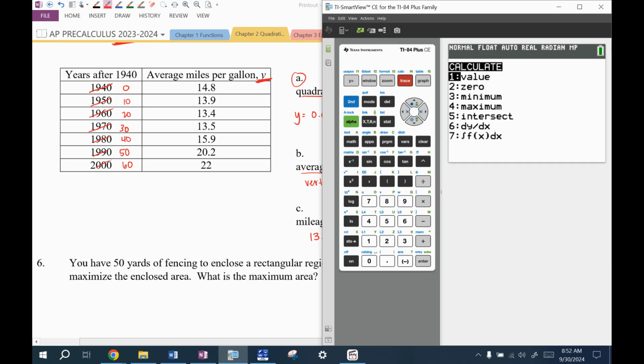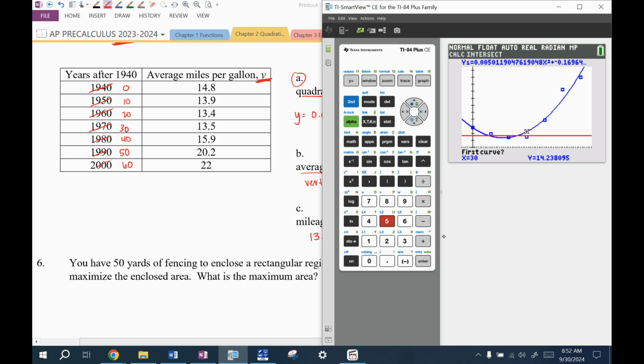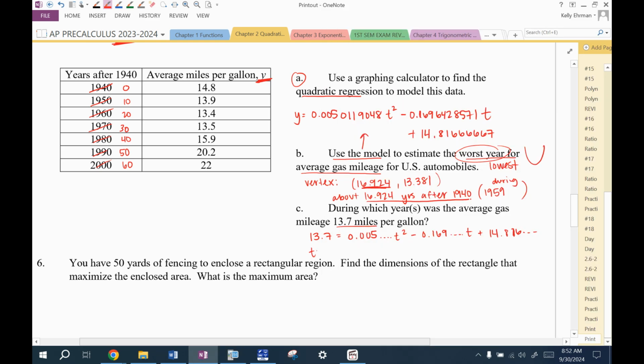So go to second trace, intersect. I want to find the one on the left first, so I need to move my cursor over here. The cursor will find whatever point it's closest to. So enter, enter, enter. So one answer is 8.948. So T is about equal to 8.948. And again, if I want to put a year in that, that's 1948, during 1948.